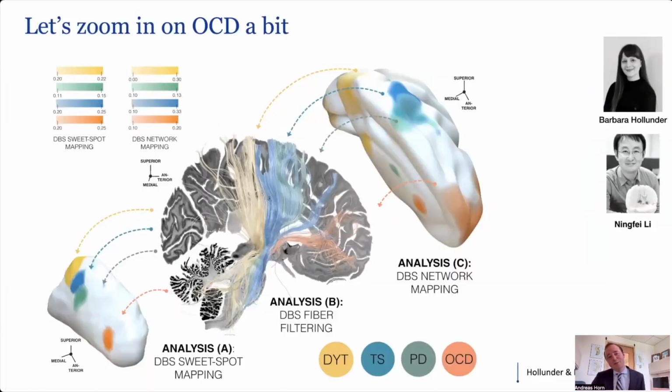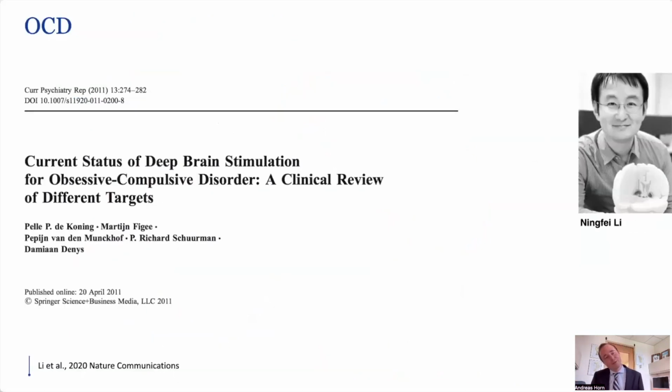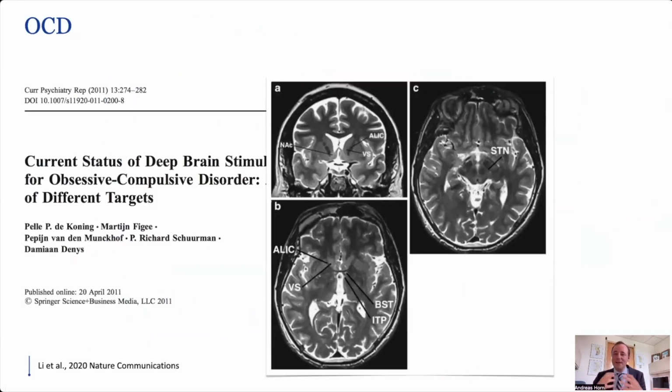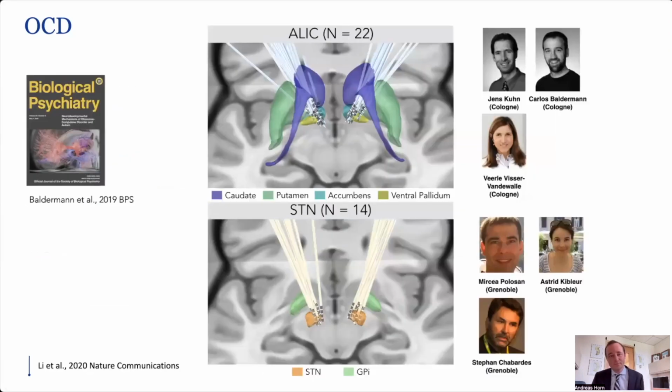Now let's zoom into OCD a bit as well. So this is the tract, the OCD tract, and that has a backstory that started before what I just showed you. OCD is very interesting from a DBS network mapping perspective, because there have been many targets that have been proposed in the literature, and the jury is still out which one is best. So that in a way screams for connectomics, because it might be one network that people target from different nodes. We were super fortunate to collaborate with the Cologne team, who had 22 cases operated with target of the anterior limb of the internal capsule, which is the ALIC.